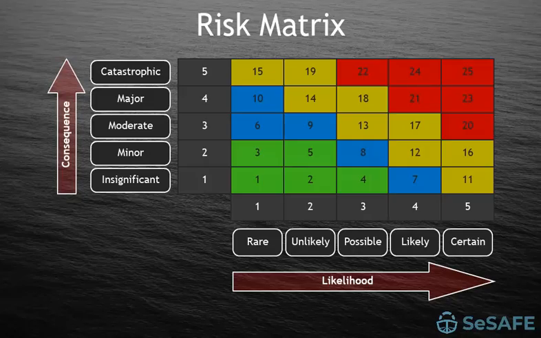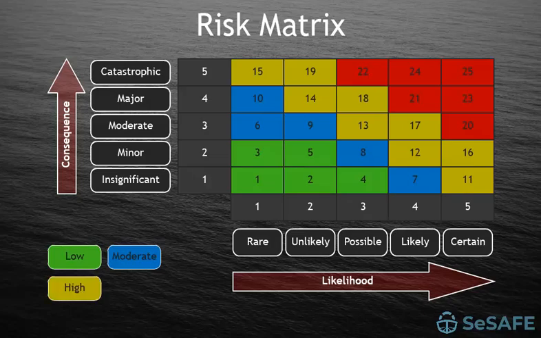The level of risk is typically expressed by 4 colors. Green represents low risk. Blue represents moderate risk. Yellow represents high risk. And red represents extreme risk.